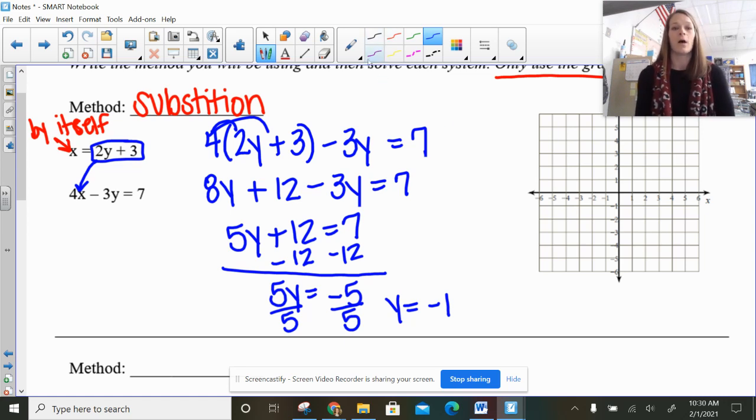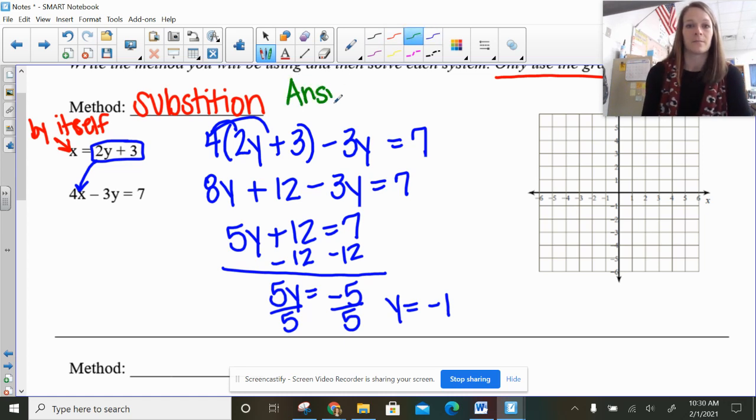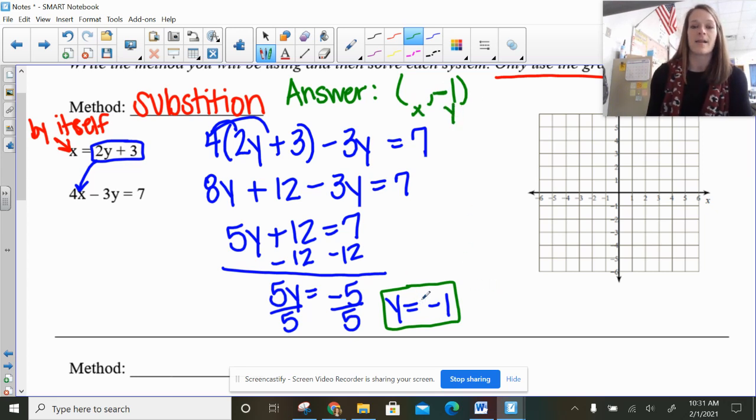Okay, so when you're solving systems, your answer is going to be a point. So I'm going to go ahead and get my answer going up here. All right, so what I've just solved for is my y value. So I'm going to put that in the y value space. Remember, points are always x and then y. So I've found my y. Now I'm going to go back to either equation. It doesn't matter. And I'm going to plug this negative 1 back in for my y.